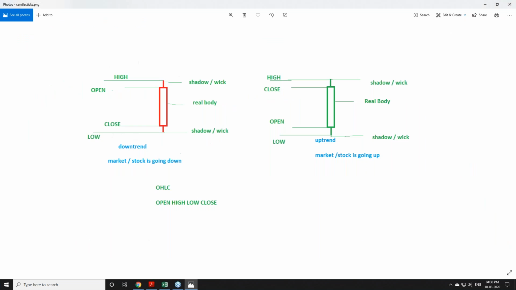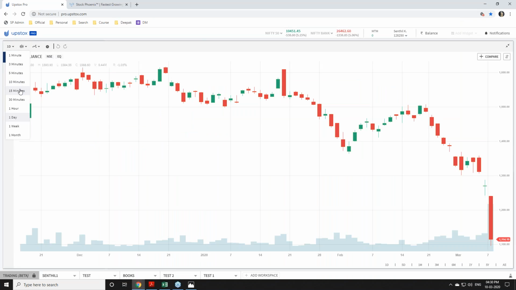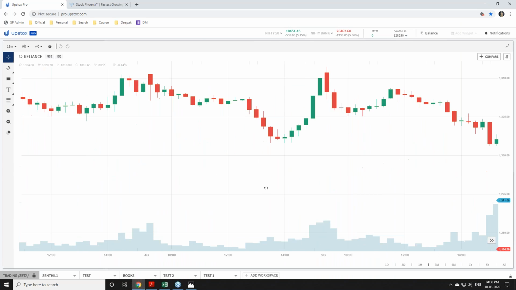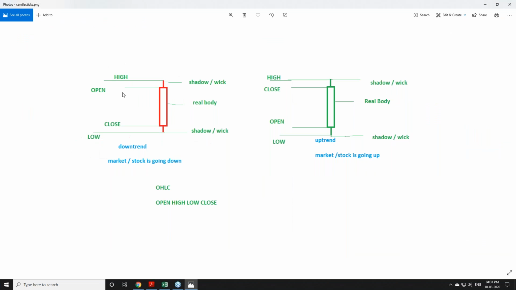If I switch this to the 15 minutes time frame, every candlestick represents 15 minutes. You can see here 14.00, 14.15, 14.30, 14.45, 15.00. So every candlestick represents a 15 minutes time frame. So these are the properties of candlesticks.